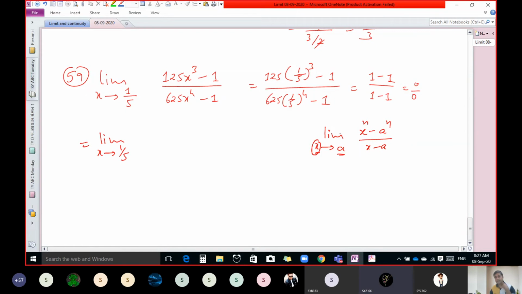Sir, 125 we can do 5 raised to 3 and 625 we can do 5 raised to 4. That is true. But there is no result like kx raised to n. It is only x raised to n. Okay.